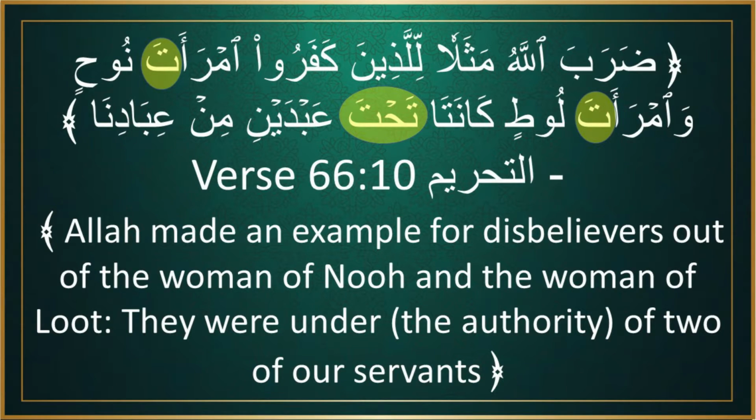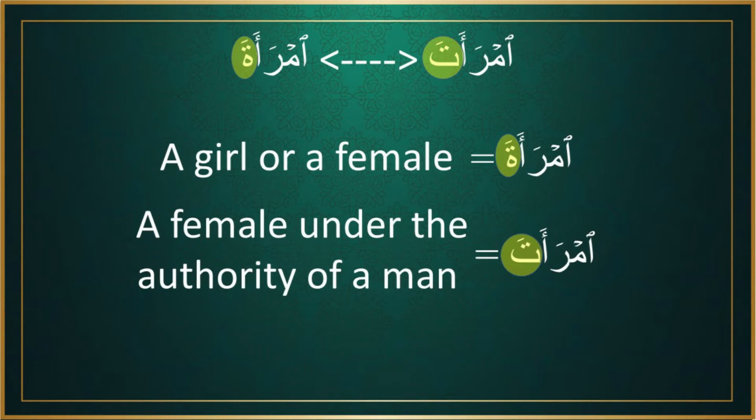And we see it in Surah At-Tahrim, which is Surah number 66, verse number 10. ضرب الله مثلا للذين كفروا امرأة نوح وامرأة لوط. Notice that it's with a long ta both times. كانتا تحت عبدين من عبادنا. And he's giving us a definition. They were under the control or under the supervision or under the authority of 2 of our good servants, so to speak. And this is the definition. The definition is that this is a female that's under the authority of a man, right? That's the word imra'at with a long ta.